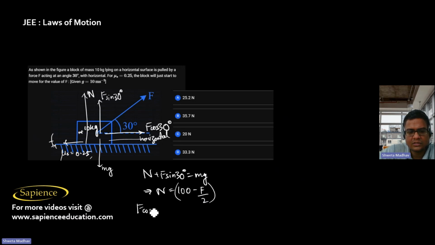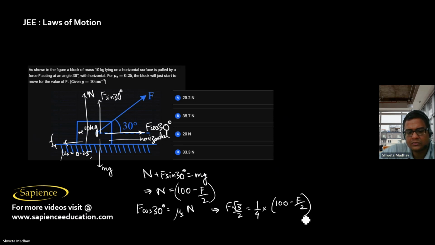So it just starts to move. So it means f cos 30 should be equal to the frictional force, that is mu s into n. Therefore f cos 30, that is f root 3 by 2, is equal to mu s, that is 0.25, which is 1 by 4, into 100 minus f by 2. So this will be 2 2s of 4.